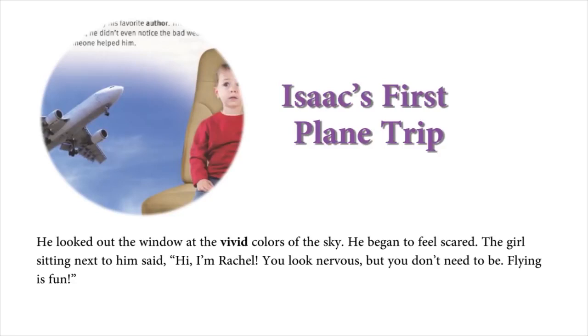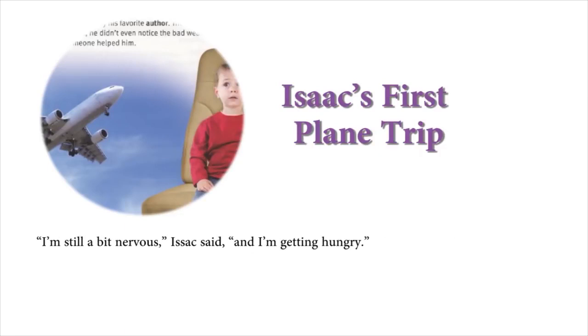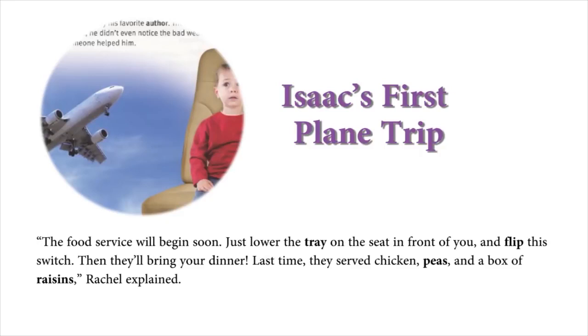The girl sitting next to him said, "Hi, I'm Rachel. You look nervous, but you don't need to be. Flying is fun." "I'm still a bit nervous," Isaac said, "and I'm getting hungry." "The food service will begin soon. Just lower the tray on the seat in front of you and flip this switch. Then they'll bring your dinner. Last time, they served chicken, peas, and a box of raisins," Rachel explained.